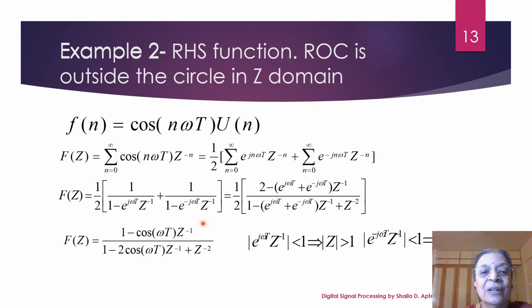Now, in this particular case, the first term converges when e raised to j omega t z inverse is less than 1, which means mod z is greater than 1. Why? Because the magnitude of e raised to j omega t is nothing but 1. Similarly, e raised to minus j omega t z inverse is less than 1 for the second term. So again, mod z should be greater than the magnitude of e raised to minus j omega t, that is equal to 1. So what is the region of convergence? Mod z greater than 1.